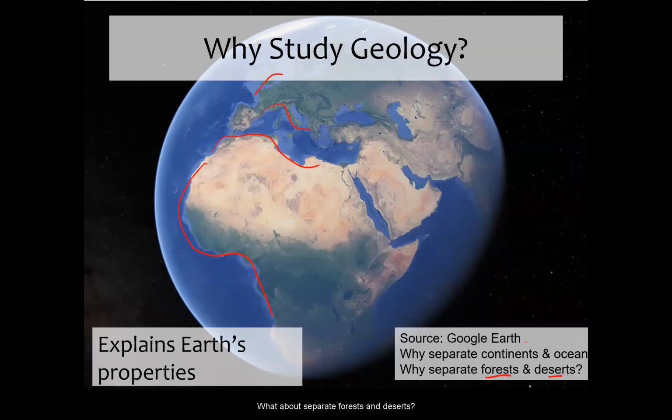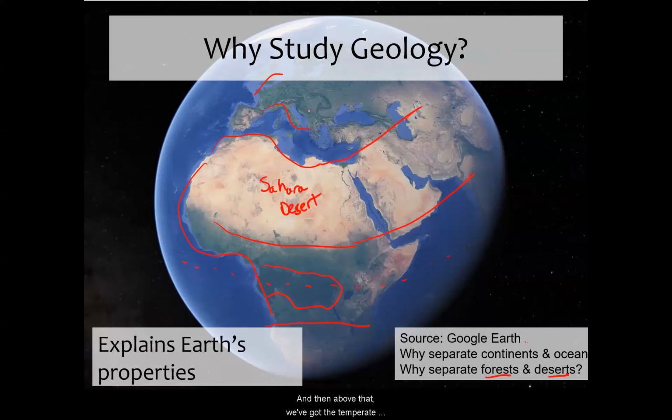What about separate forests and deserts? We can see this is roughly the equator right there. Why does it seem like the green areas group somewhere around the equator? So this is rainforest, tropical rainforest. This is roughly where Congo is. North and south of that, we end up with these desert belts. So we've got the Sahara Desert here. Why is it the case that it seems like this belt of deserts continues all the way around the planet?